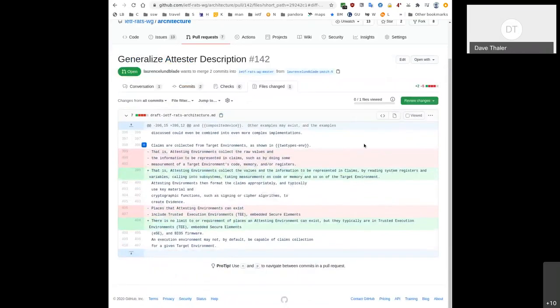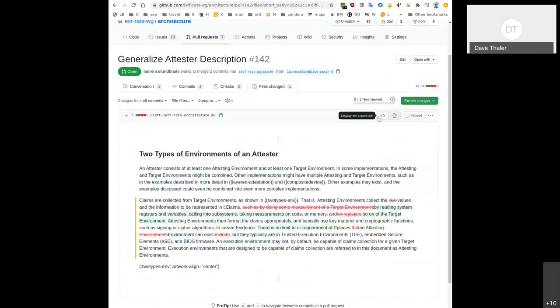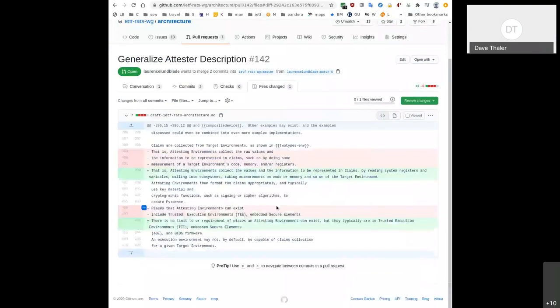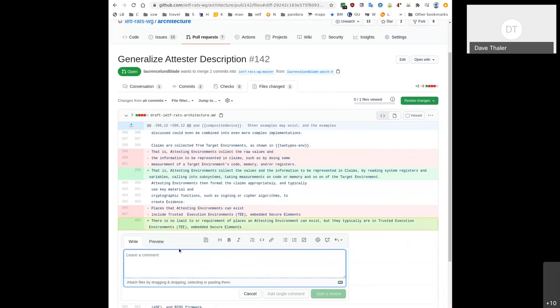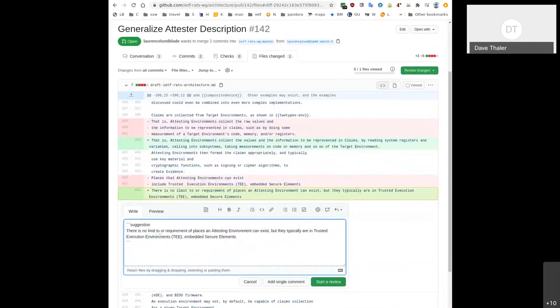I think grammatically, there's no limit or requirement of places, maybe requirement on places or something like that would be. Where? 404. About the eighth word or something in 404. The green 404. Let's see, about the eighth word or something is places. Yeah, sorry, you had it right, Michael. The words no limit to or requirement of places, right before places. Nope, not the word of. Advance one word later. Yep, that one. Is there a better preposition? There's no requirement on places or for places. On the places and a testing environment and exist. Yeah.